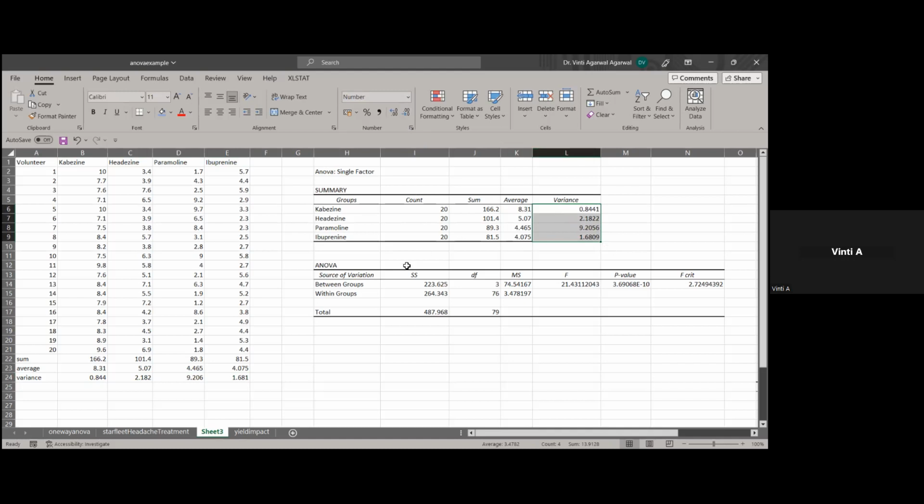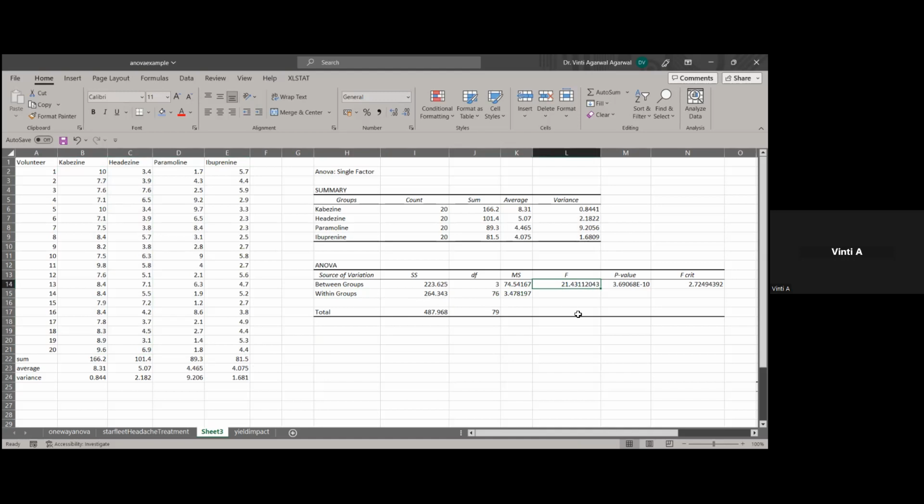Okay. Now then what it has given is the source of variation between the groups, total sum of squares and the degrees of freedom. Okay. Then the mean square between groups is 74.54167. Within groups is 264 point and the degrees of freedom is 76. Mind you, we had 20 variables, 20 across each, so there's 80. Each of them has 80. The count is 80, and because I have 4, so 80 minus 4 is 76.